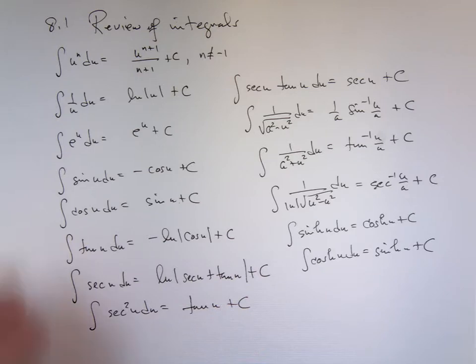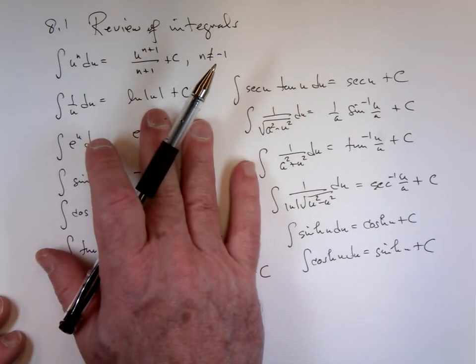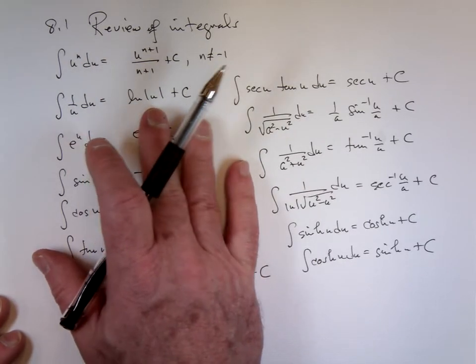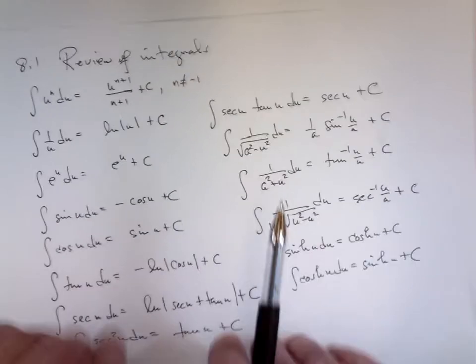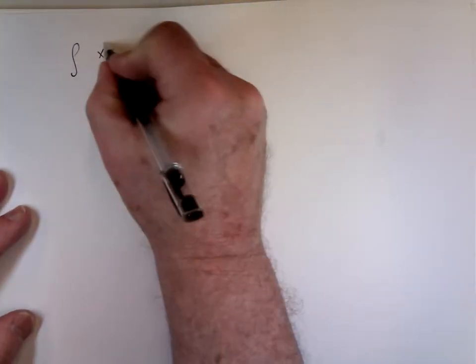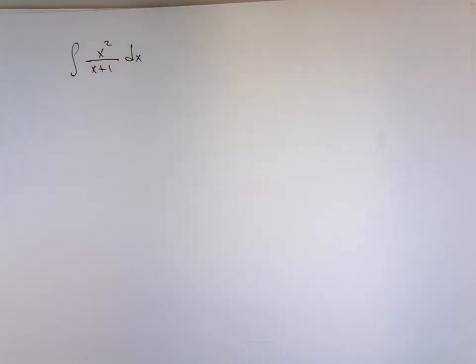But also in 8.1, they give you a review of the integrals that we did from before, but they also mention a couple of other things. I just want to go over this a little bit before I go on to 8.2. And that's a problem like this, say, x squared over x plus 1. What would you do with this integral?